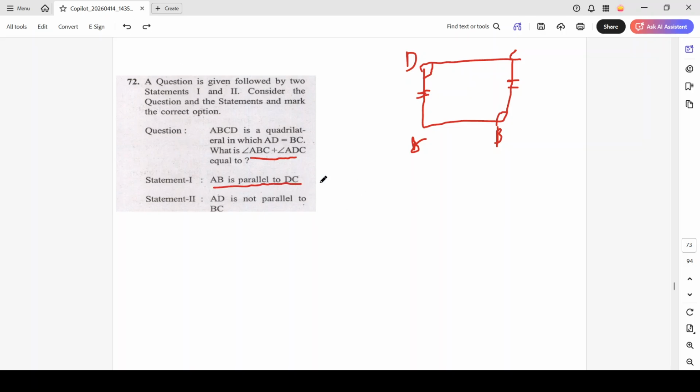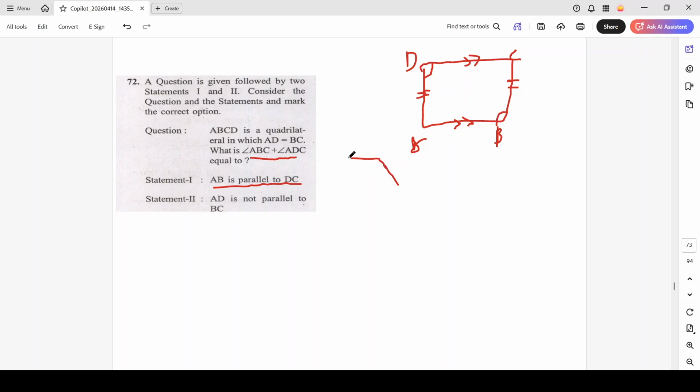AB is parallel to DC. This is saying AB is parallel to DC. Okay. So from here we get the idea that AB is parallel to DC. But alone, can we find out the answer? So there will be three cases. That means one can be like this, this is a trapezium.